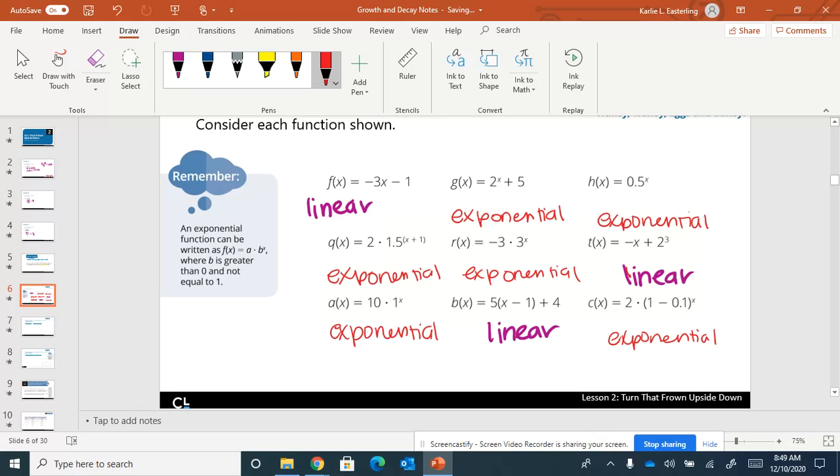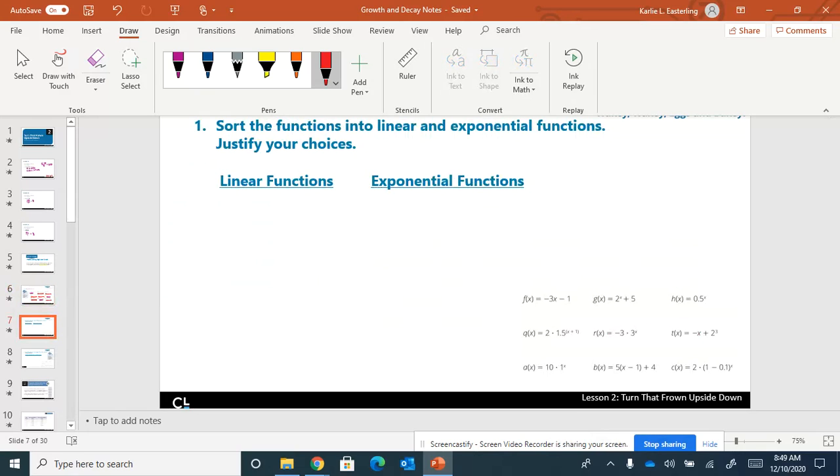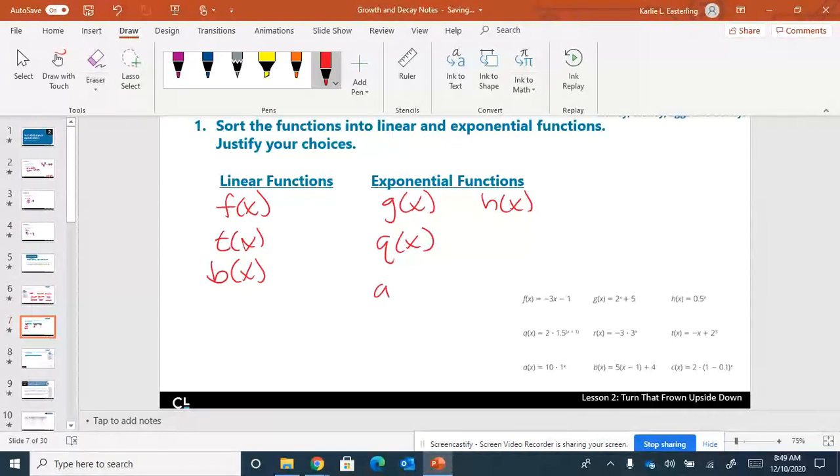So if you're writing this in your textbook, you can just write underneath linear f of x, b of x, and t of x. And under exponential, you can write g of x, h of x, q of x, r of x, a of x, and c of x. So if you wanted to list all these here, which I will now, linear: f of x, t of x, b of x. Exponential: g of x, h of x, q of x, a of x, r of x, and c of x. All right, so now let's go ahead and look at number 2.